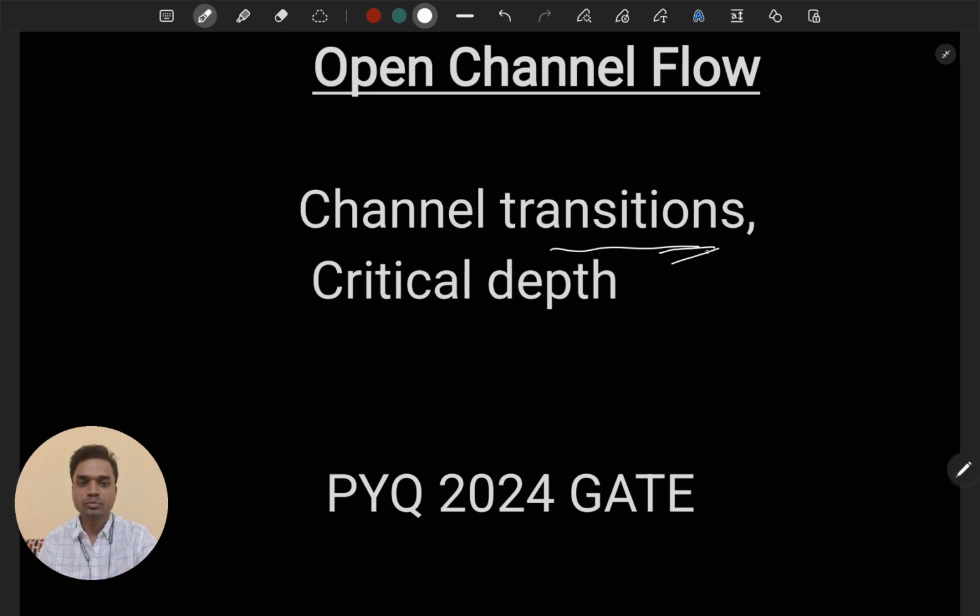Channel transition is one of the most important areas. The second one is the critical depth. Every year they ask about the critical depth. Okay, let's begin.